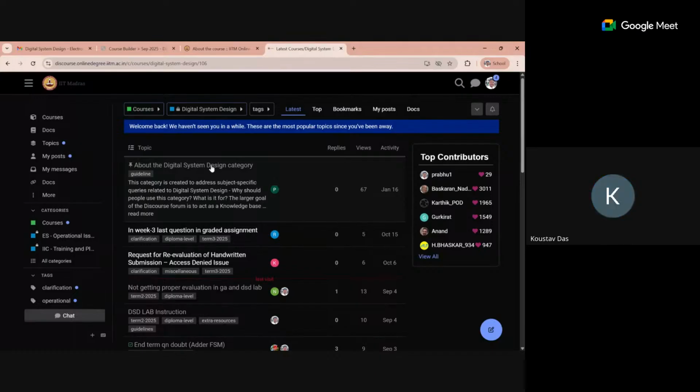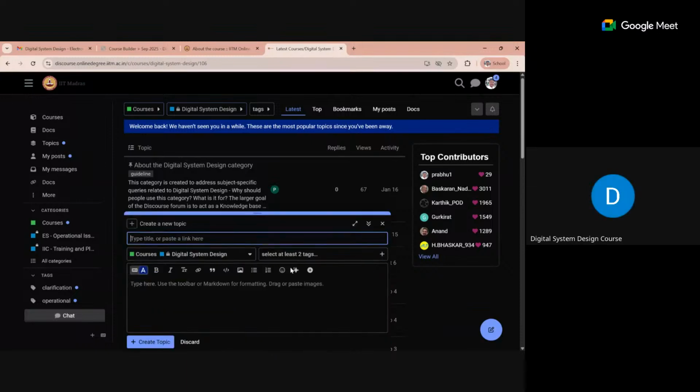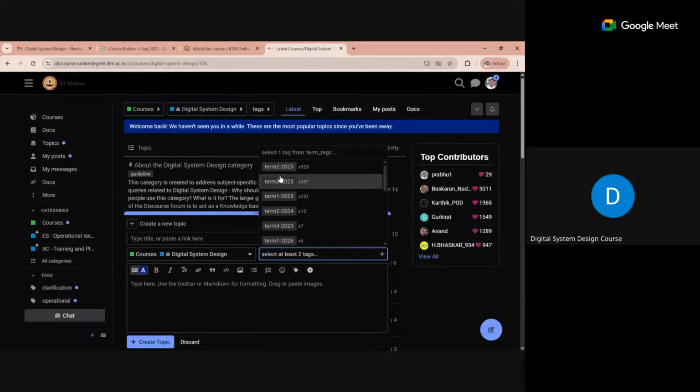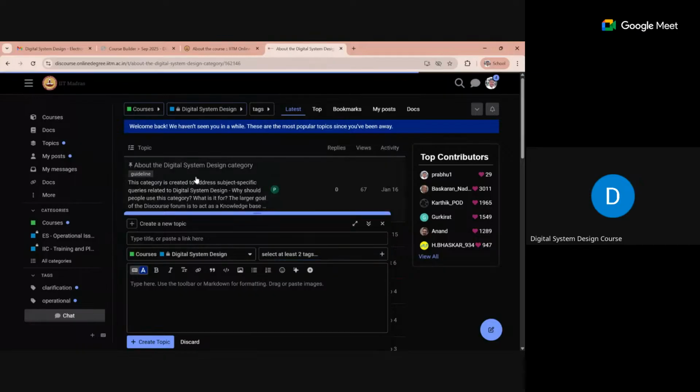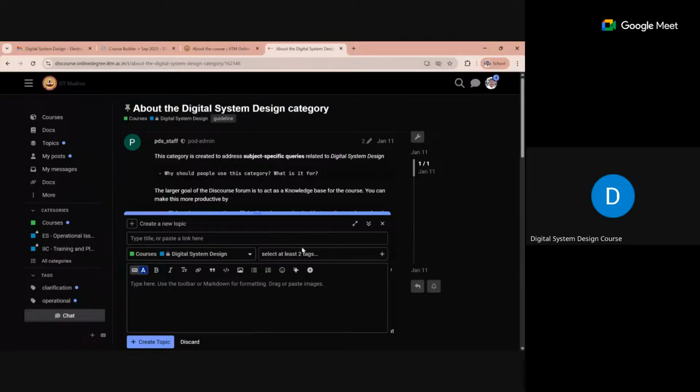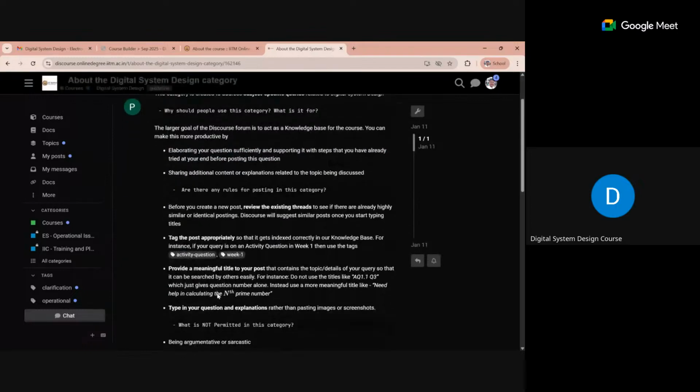Sir, how can we post our queries here? Here is a new topic option. You can click and type your questions, and please mention the tag like term 2025 DSD. If you want to mention me specifically, you can put my handle, Prabhu, so it automatically pops up to me. Please read the guidelines of it. Here I have mentioned the guidelines. Okay, sir, thank you.